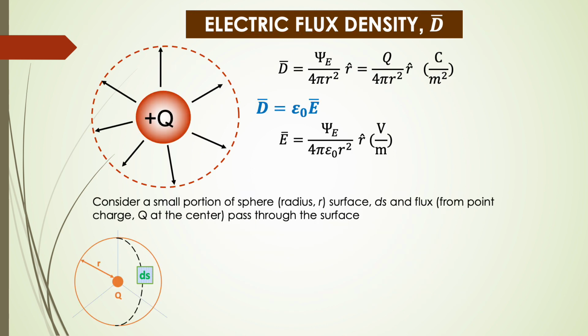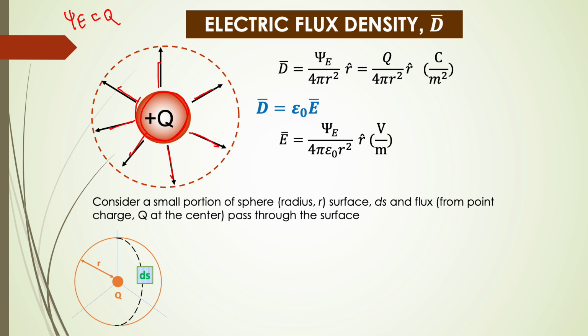Now let's look at the diagram shown inside your slides. We have a point charge, which is one of the electric sources, and these are the electric flux coming out from the point charge. We know that psi E is equal to the charge of this electric source.